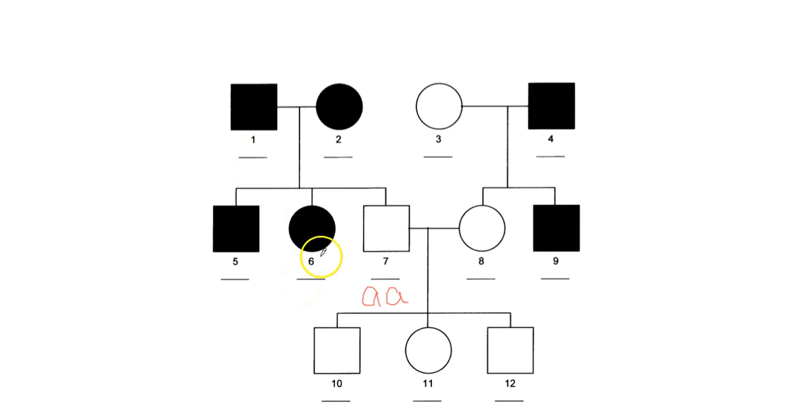So, for instance, we know that 6 has the trait, and so we're going to give her a big A, and same with 5. He has the trait, give him a big A. It also means that each of these parents have a big A, and the question is, what do these parents have in the second part of their genotype? The answer lies in number 7. Number 7 is autosomal recessive.